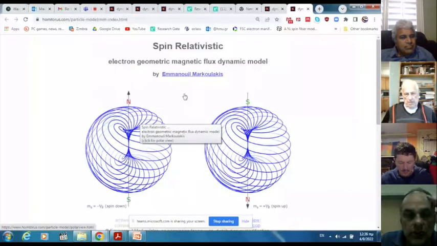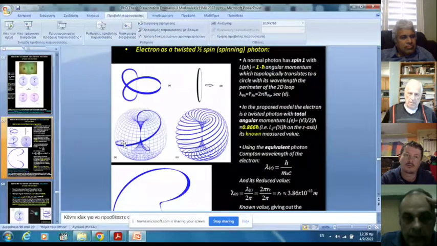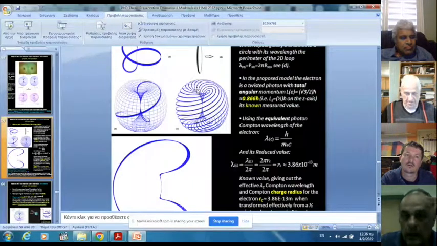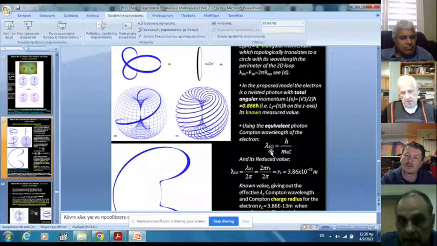Okay, so Emmanouil, to answer the question now: when an electron with a positron annihilates, this ribbon breaks out and unfolds back to a circular loop. What the Compton wavelength represents is the perimeter of the loop.